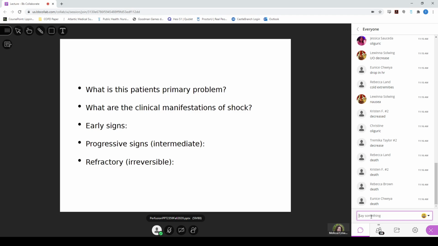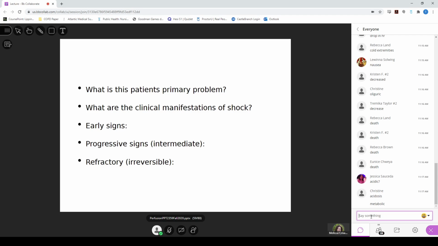And what happens when hypoxia starts developing? What's your blood gas look like? Kind of acidic. All right, acidic, but what? Metabolic. That's right. So as hypoxia starts and is not treated, they go into metabolic acidosis. And once they go into metabolic acidosis, it's really unlikely that they're going to recover. You're not going to be able to reverse them at that point. It's gone on too long. Okay.